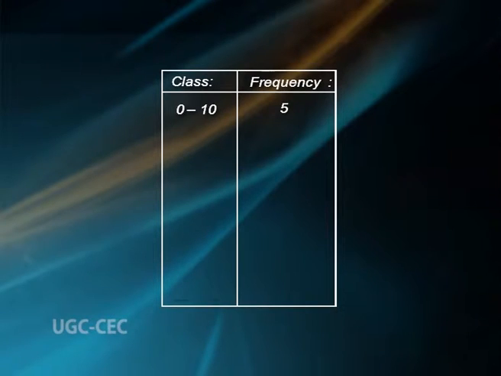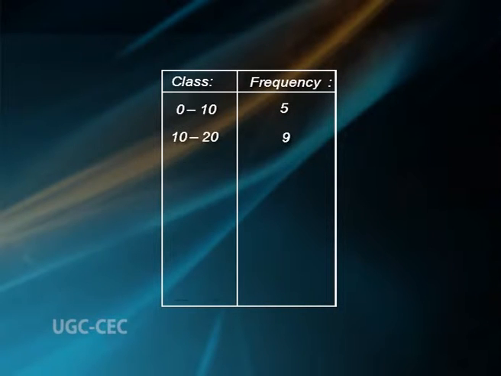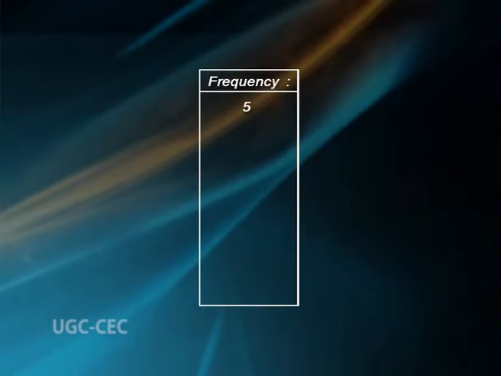Problem. Obtain the quartile deviation of the following data: classes 0 to 10, 10 to 20, 20 to 30, 30 to 40, 40 to 50, 50 to 60 and 60 to 70. The corresponding frequencies are 5, 9, 20, 31, 18, 11 and 6. Solution. The less than cumulative frequencies are 5, 14, 34, 65, 83, 94 and 100.